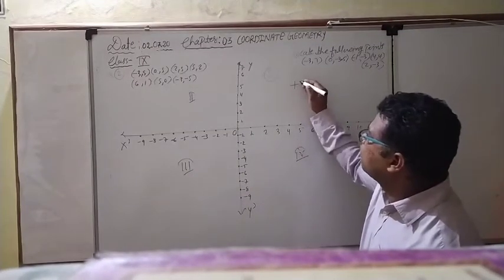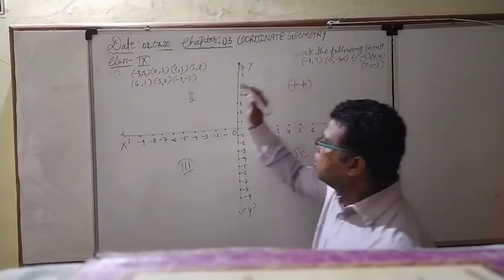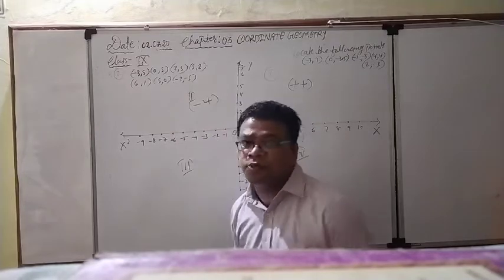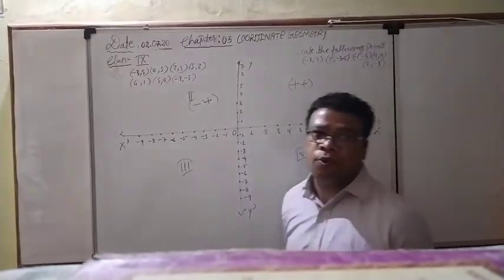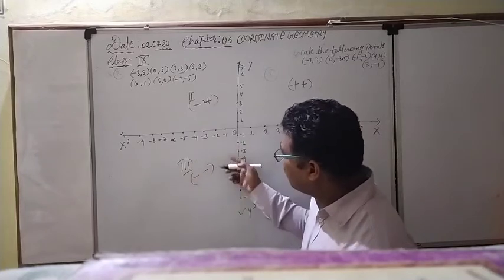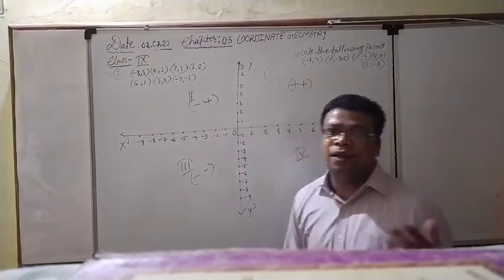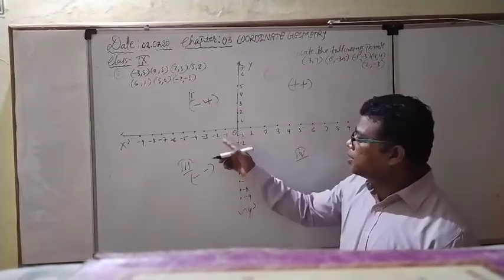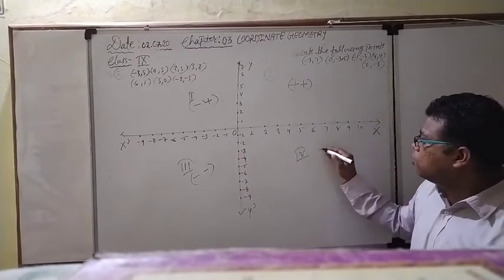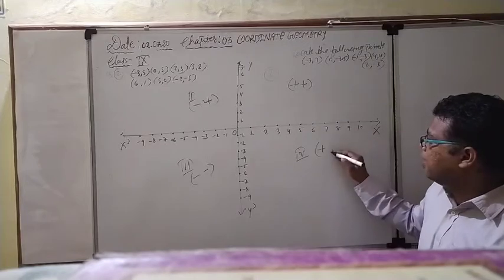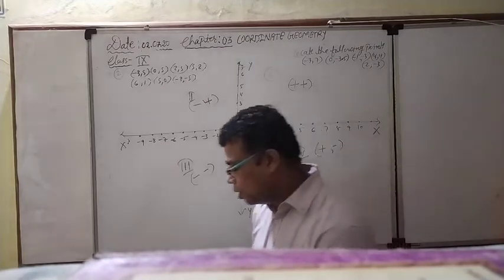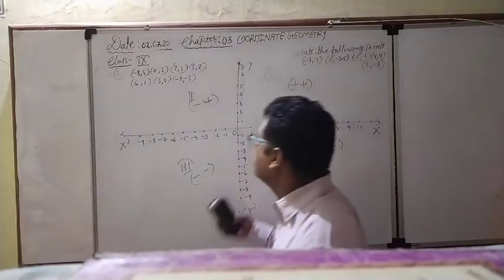The sign convention for the first quadrant is plus plus. The sign convention for the second quadrant is minus plus, because the x coordinate is negative and the y coordinate is positive. The sign convention for the third quadrant is minus minus, because it is enclosed by the negative y axis and negative x axis both. The fourth quadrant is enclosed by the positive x axis and negative y axis, so the sign convention will be plus minus. That we know.